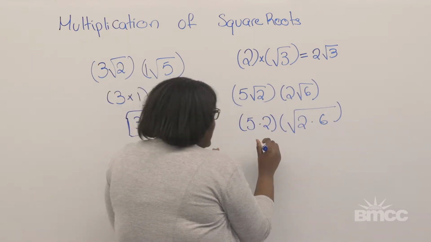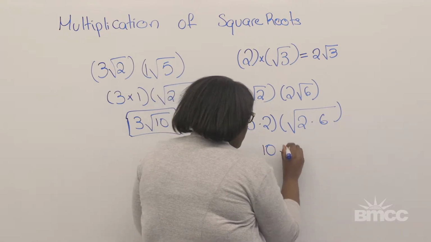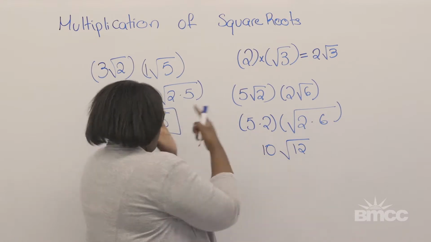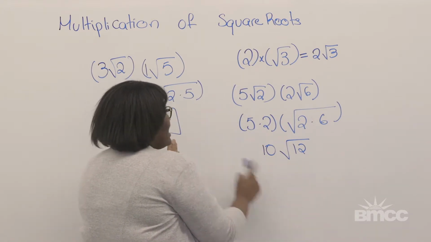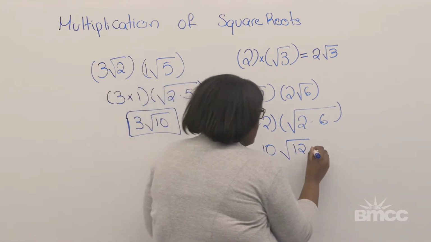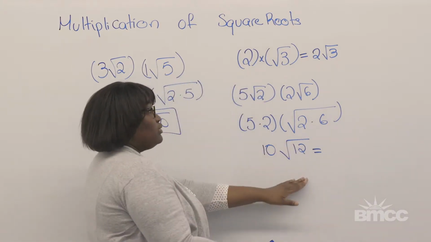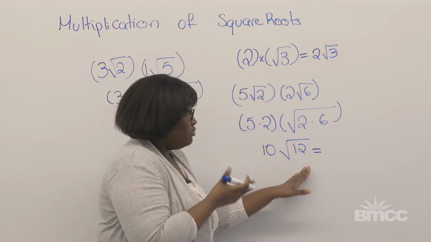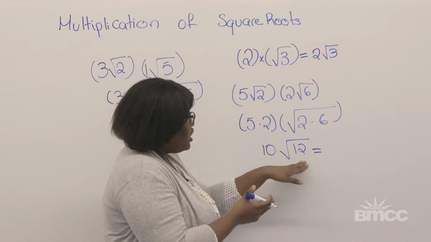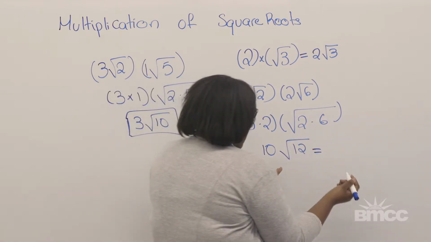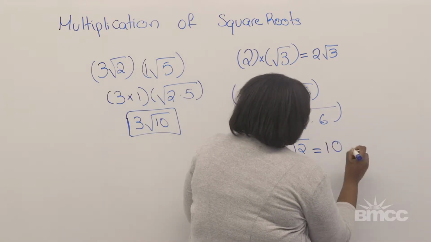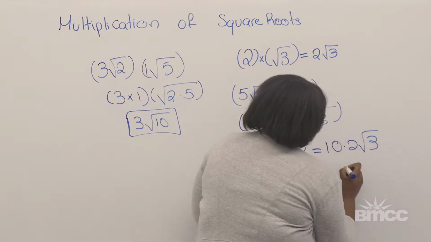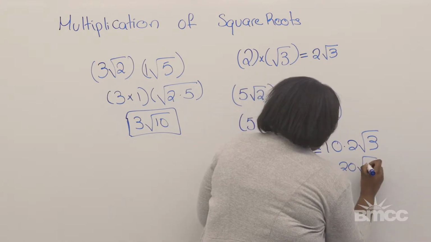So here we're going to have 10 times the square root of 12. Now 12, unlike 10, can be simplified. So I'm going to do this in terms of the perfect square, which we know would be 4 of the 12. So this would be reduced to 10 times 2 radical 3, which would give us 20 radical 3.